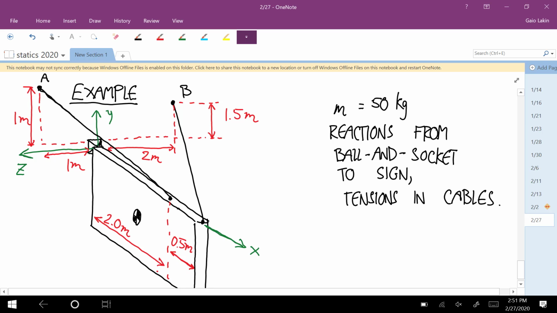The height of the sign, I guess we don't need it, because the line of action of the weight force is up and down. And you can move that force along the line of action.